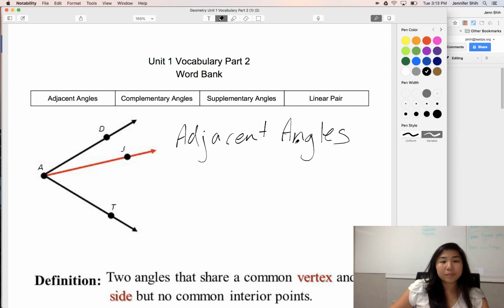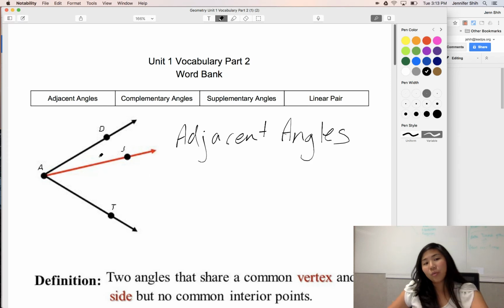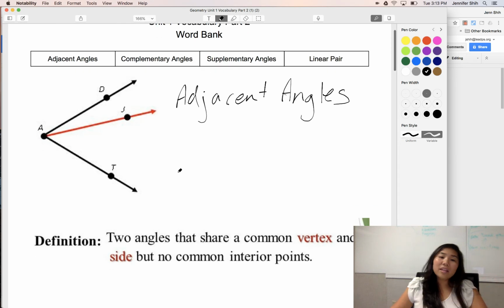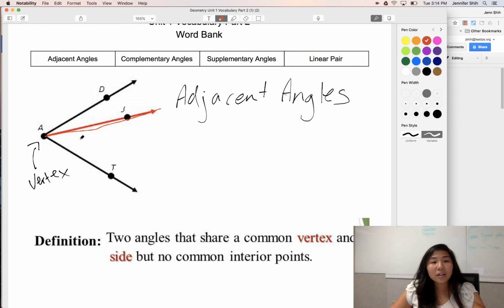Adjacent angles. If you look at this figure, we have angle A, and the definition of adjacent angles is that 2 angles share a common vertex. This is a vertex. And a common side. This is a side. But no common interior points. So there's nothing inside of there. But there is a common vertex and a common side.